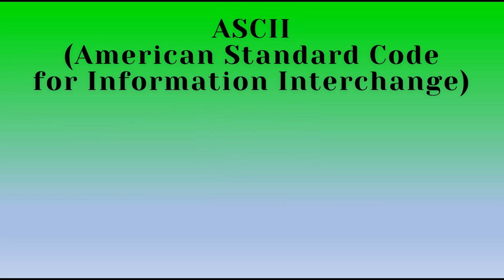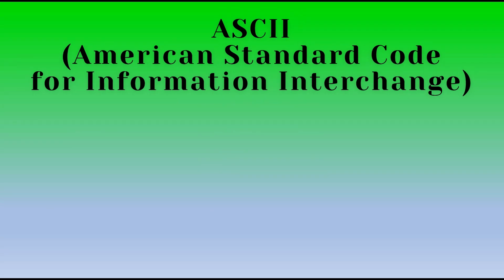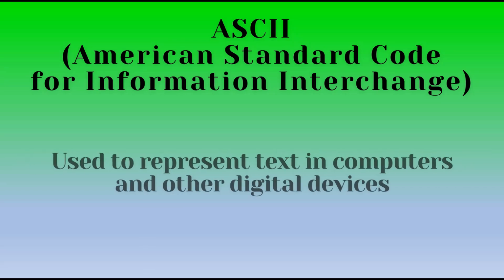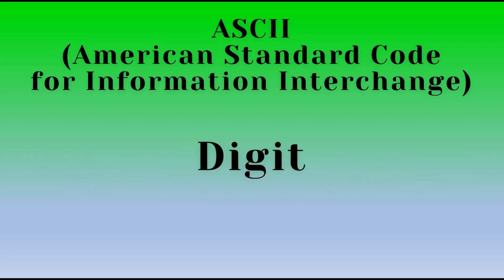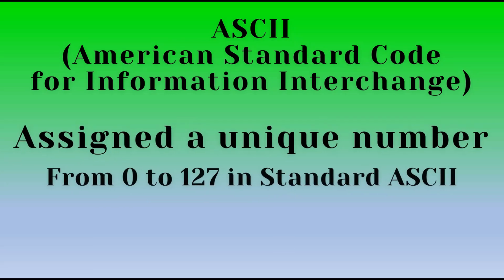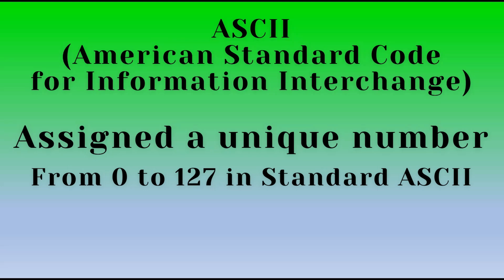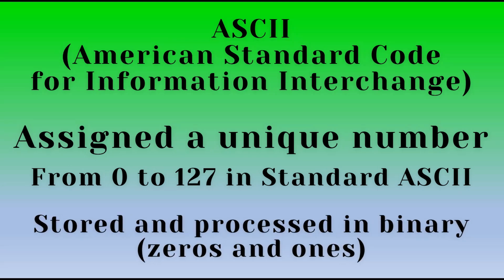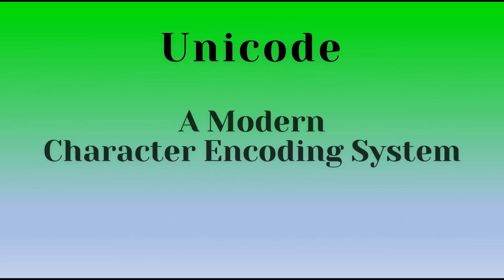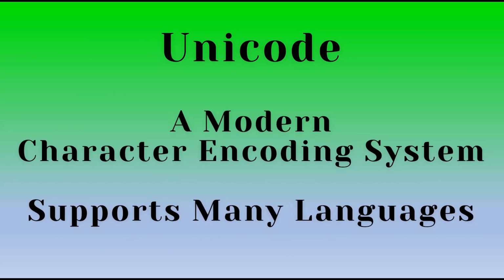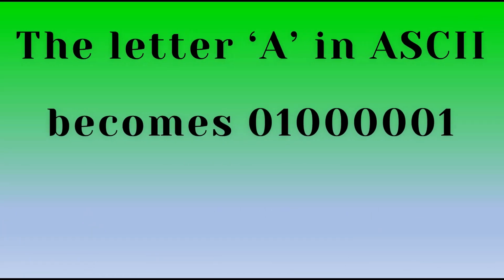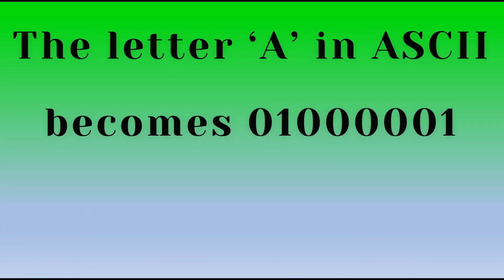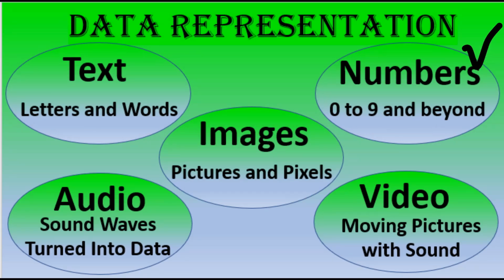The two most common ones are ASCII, American Standard Code for Information Interchange, and Unicode. ASCII is a character encoding standard used to represent text in computers and other digital devices. Each letter, digit, or symbol is assigned a unique number, from 0 to 127 in standard ASCII, which is then stored and processed in binary, zeros and ones. Unicode is a modern character encoding system that supports many languages, and even emojis. Example: the letter A in ASCII becomes 01000001. Numbers 0 to 9 and beyond.